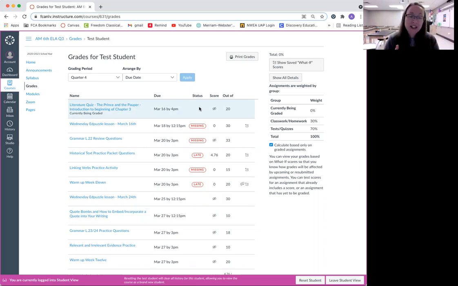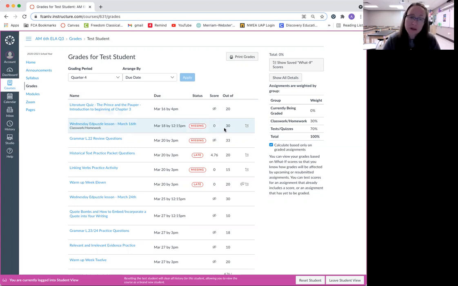So if your student has not turned something in, unfortunately, there is nothing under the status column until the due date passes. When the due date passes, and the student did not turn in that specific assignment, let's jump down to the next status that we see. You're going to see this red circle that says missing. This means there was no assignment turned in by the specific student that we are looking at. I am a test student in this example, and I did not turn in my Wednesday Ed Puzzle lesson from March 16th before the due date. So this is missing for me. My score is 0.